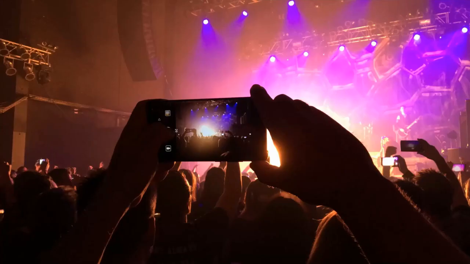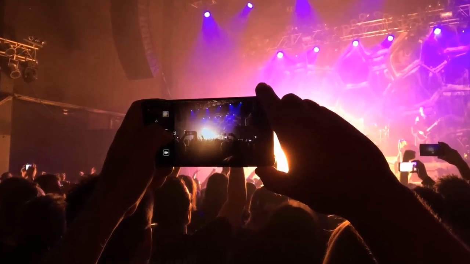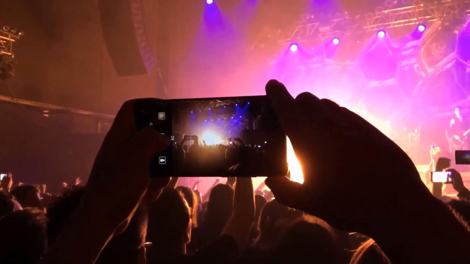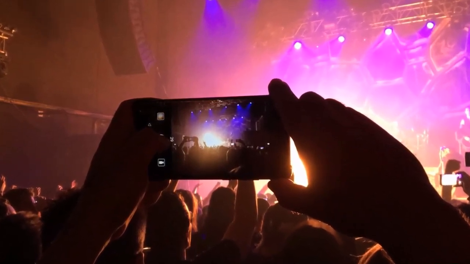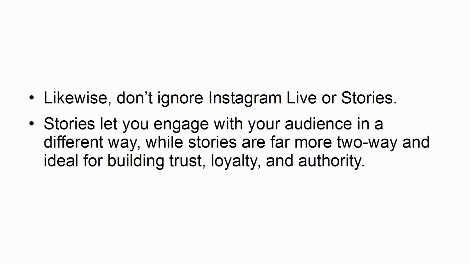4. Use video, live, and stories. Instagram isn't just about posting photos. Video actually has a greater engagement than photography on the platform, and it can also help you to convey a more complex message more efficiently. Likewise, don't ignore Instagram Live or Stories. Stories let you engage with your audience in a different way, while Live is far more two-way and ideal for building trust, loyalty, and authority.